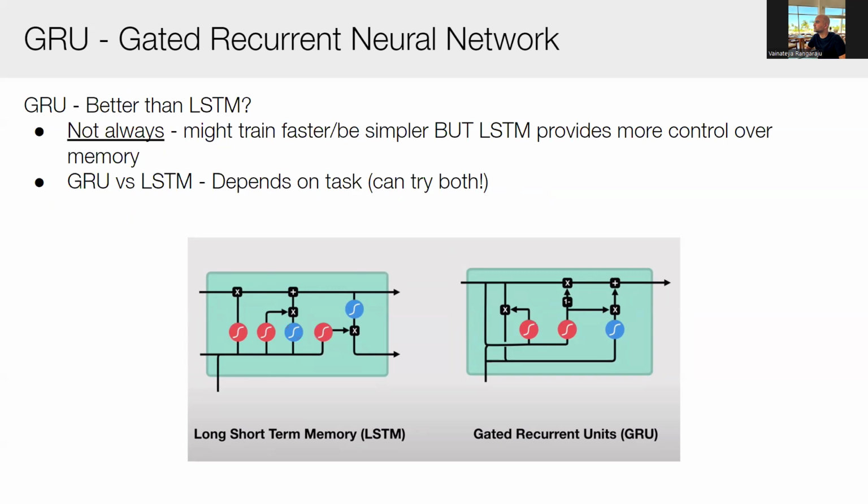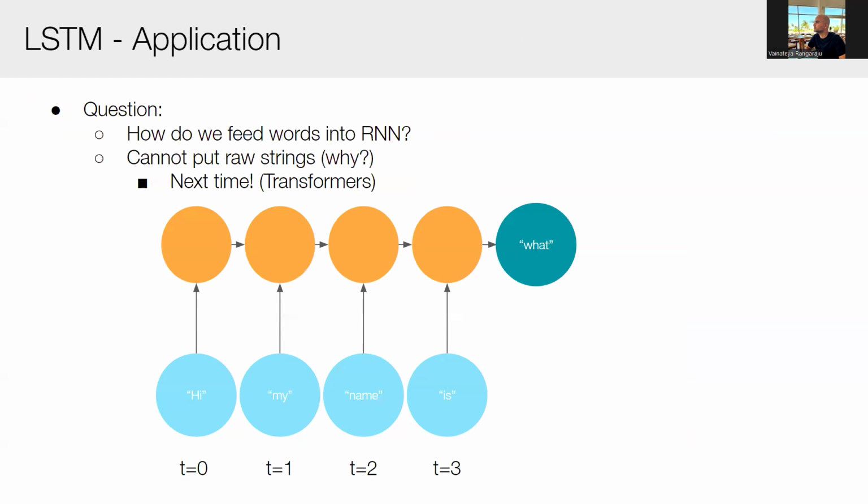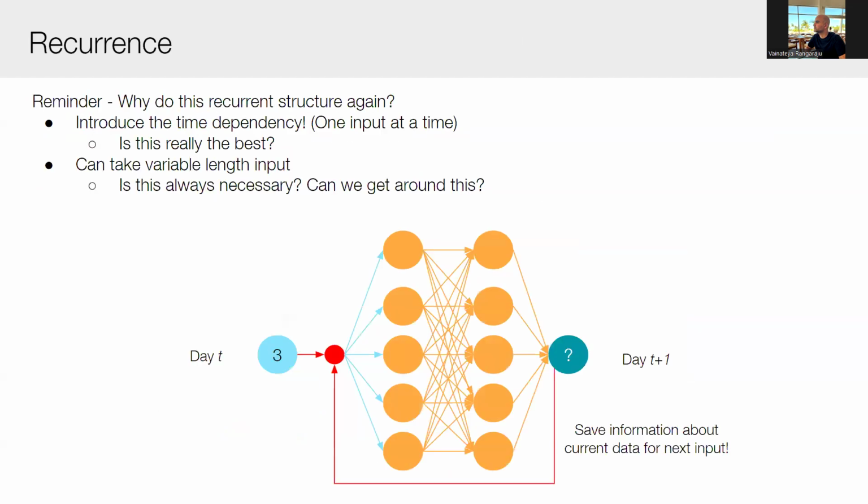But LSTM provides more control over the memory that we have because it makes a distinction between long-term and short-term memory. The key thing is the GRU only has long-term memory. And then you can use RNNs or LSTMs to do word prediction, which is a great application of it.